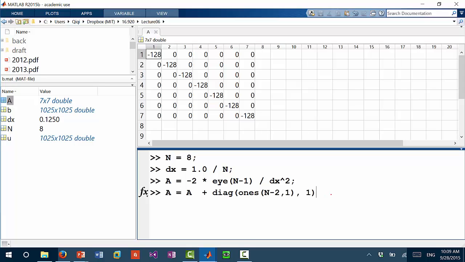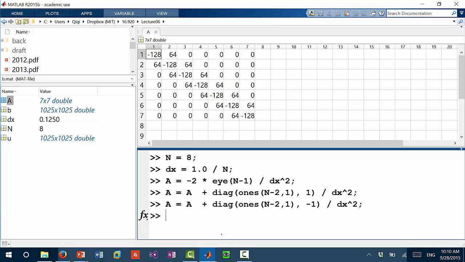And let's add these upper diagonal parts divided by dx squared. So these are going to be putting 64s on the upper diagonal. The ones are the non-zero entries, and they are 64s because I'm dividing by dx squared. The diag function makes a diagonal matrix, and this 1 means the diagonal is shifted upwards by 1. If I do the same thing with -1, I'm going to put 64s on the lower diagonal too. Okay, so that constructs the matrix I want.